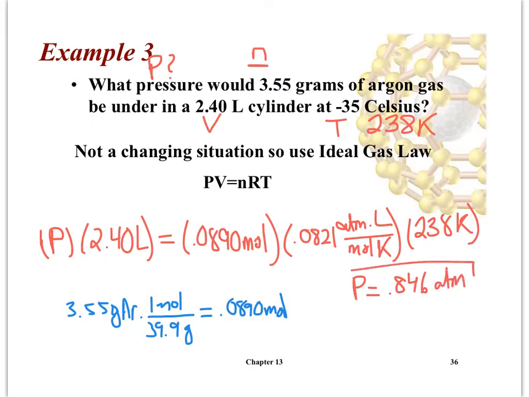Let's look at our units to make sure that those are the units that we end up with. So my liters cancel with my liters, my moles cancel with the moles, Kelvin cancels with the Kelvin, and I end up with atm. If I use different units for R, then I would get different units for the pressure, which is totally fine in this one. Let's look at the next one.